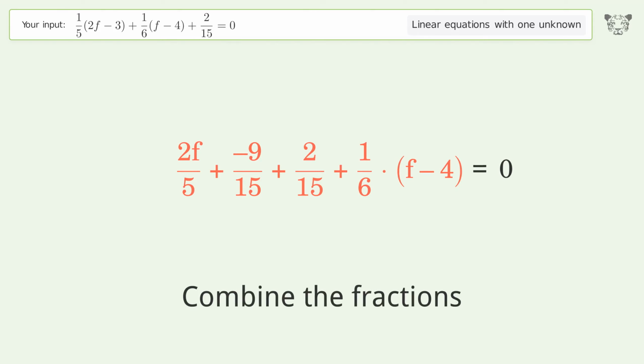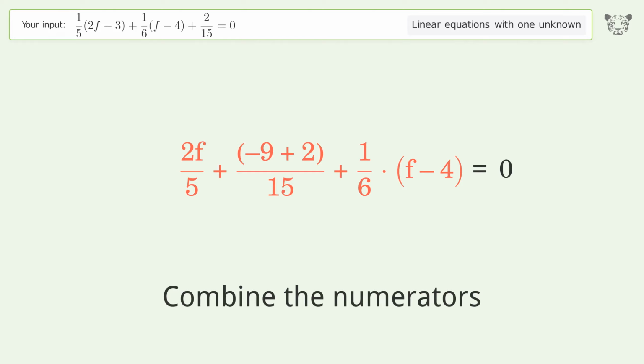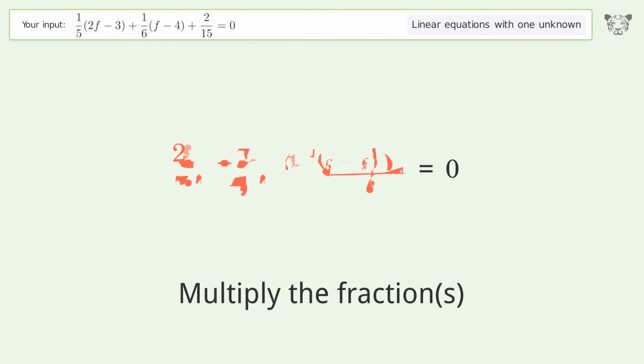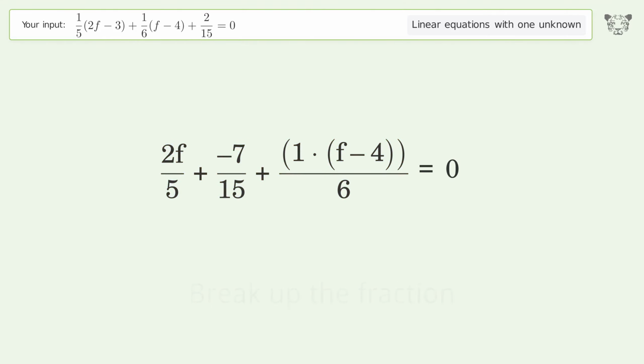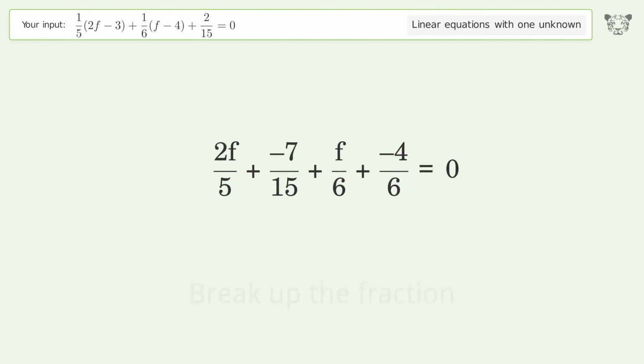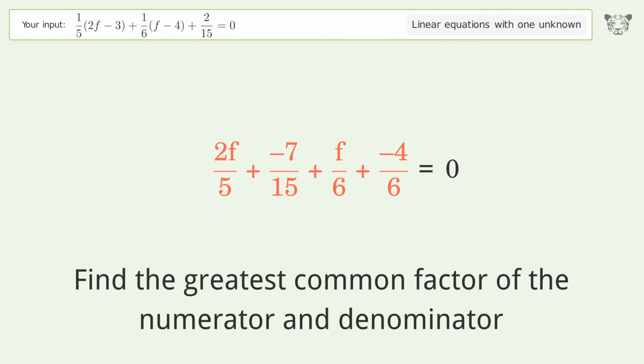Combine the fractions. Combine the numerators. Multiply the fractions. Break up the fraction. Find the greatest common factor of the numerator and denominator.